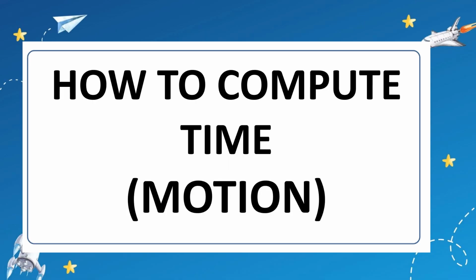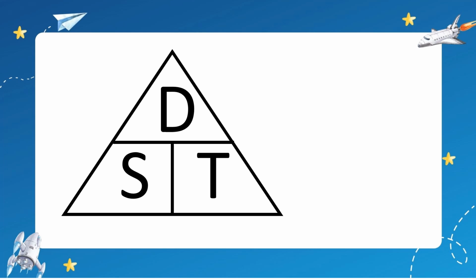To begin with, how to compute the time in motion. In my previous lesson, we learned that the components of motion are distance, speed, and time. For today's video lesson, students, I'm going to discuss and show you how to compute the time in motion. Again, we're going to use the pyramid formula for us to easily understand and derive the formula for the time.